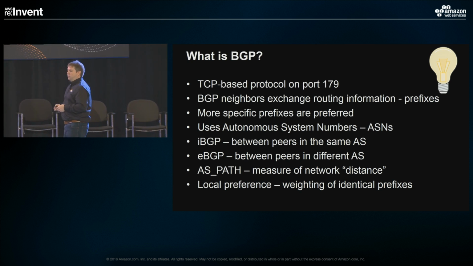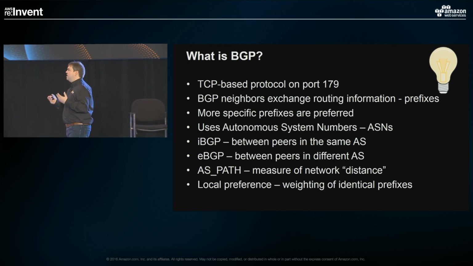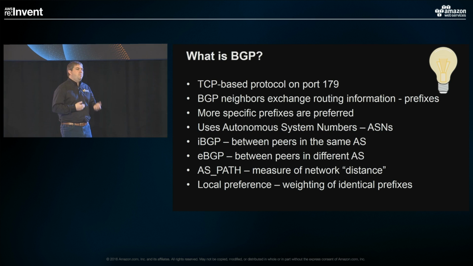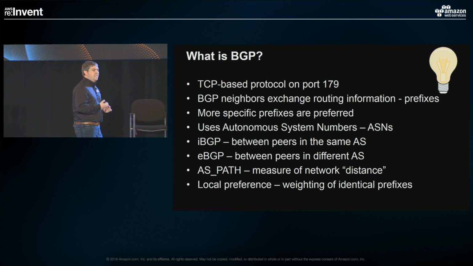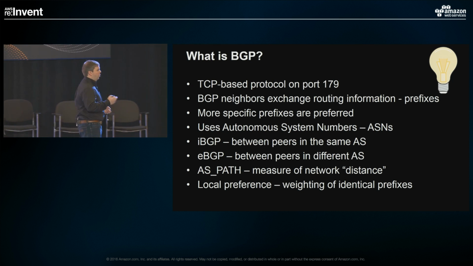iBGP is the term that's used for BGP peers within the same AS number. eBGP is the term used for peers within different ASs. And whenever you're doing BGP with AWS, you're going to be using eBGP. It's always going to be two different AS numbers on the ends of the VPN connection or the Direct Connect.